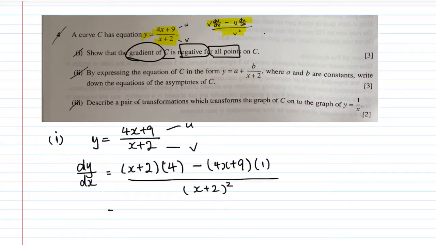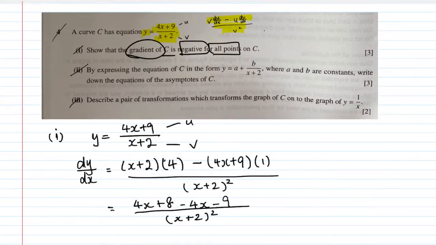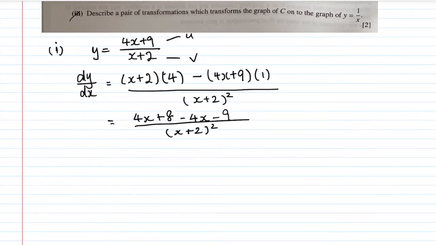All you need to do now is expand it. What you will get is 4x + 8 minus 4x minus 9, over (x + 2) squared. Once you have done this, you just need to combine everything together. Your answer will very simply be negative 1 over (x + 2) squared.